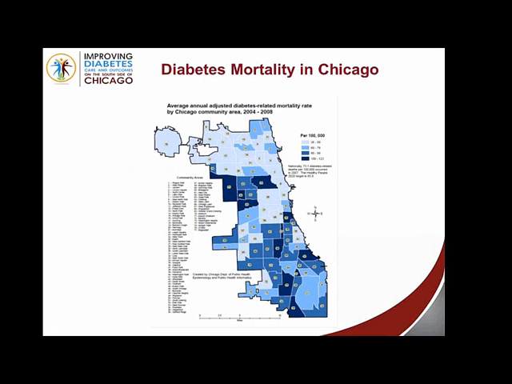Next slide, please. Great. So this is just a map that shows the city of Chicago, and you'll see in the southern part of the city, which is where our work is concentrated, there are higher death rates from diabetes in the city of Chicago, and the higher rates are corresponding to darker colors in blue.